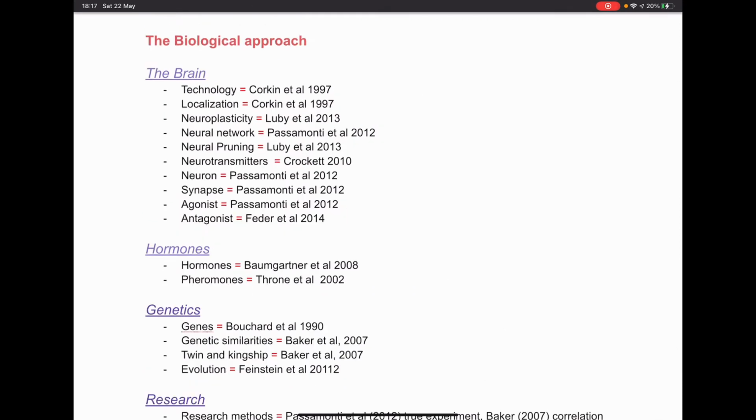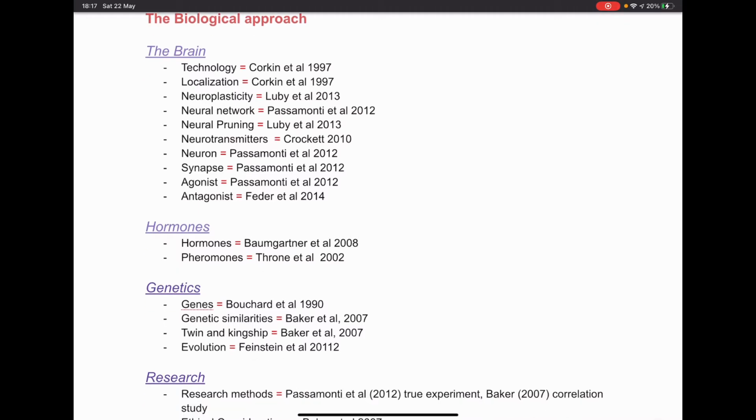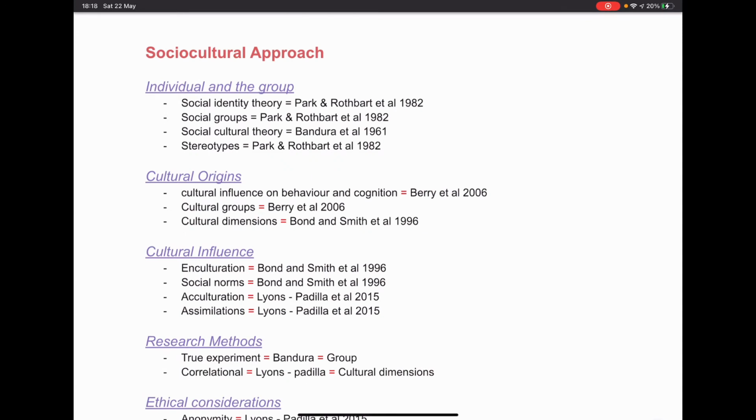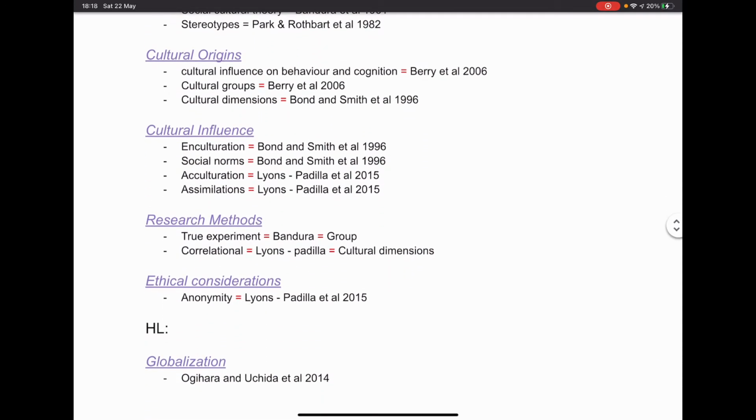They all have subtopics. The biological approach subtopics are the brain, hormones, genetics, research methods, and ethical considerations. The sociocultural approach subtopics are the individual and the group, cultural origins, cultural influence, research methods, and ethical considerations. Then we have the HL topic of globalization and its influence on behavior.